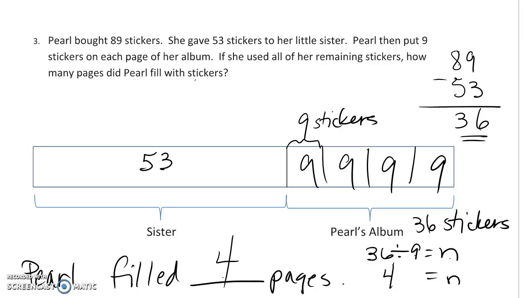Does that make sense? Yeah, I think so. She had 89. She gave most of them away. So if I double check this, 9 minus 3 is 6. 8 minus 5 is 3. So that meant she had 36 stickers to divide up on each page, and she put 9 on each page. So yeah, that works.